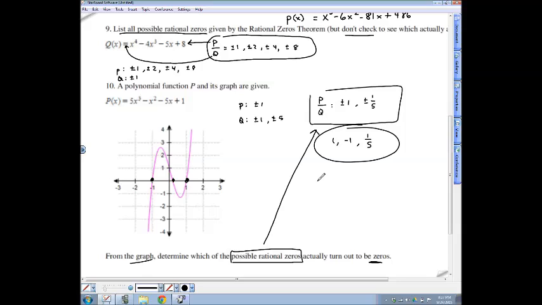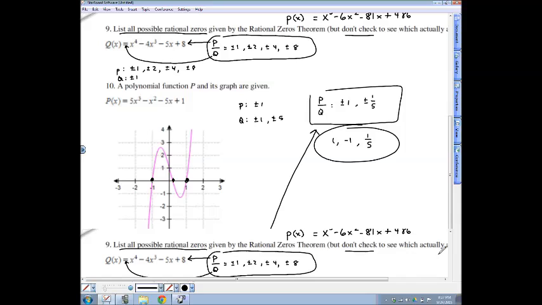Now it doesn't ask you to do this, but if you wanted to be sure, you could do synthetic division on these to make sure you get a remainder of 0. I'll show you here. Subtract on the 5 and multiply. We get a remainder of 0, so 1 works, and it would be the same for the other 2 zeros. Okay, next question.